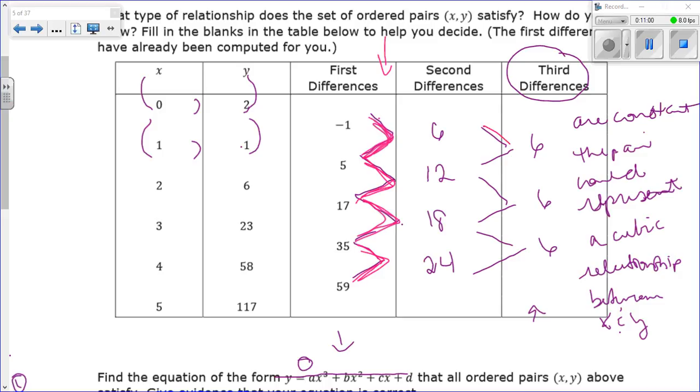Then I need to subtract again. 12 minus 6 is 6. 18 minus 12 is 6. 24 minus 18 is 6. These are my third differences. They're constant, and they could represent a cubic relationship between x and y.